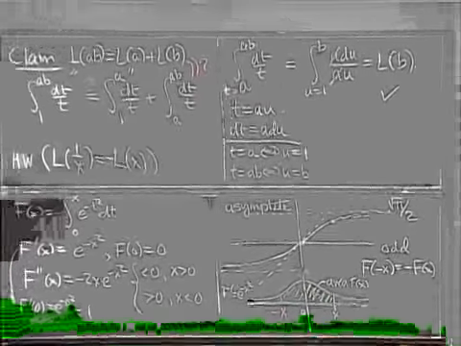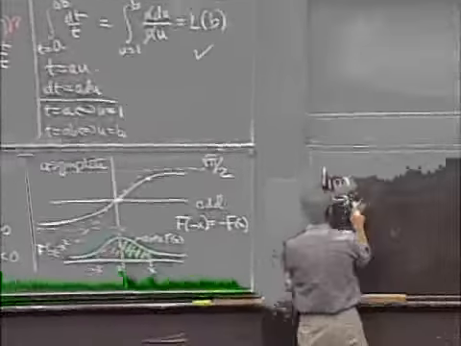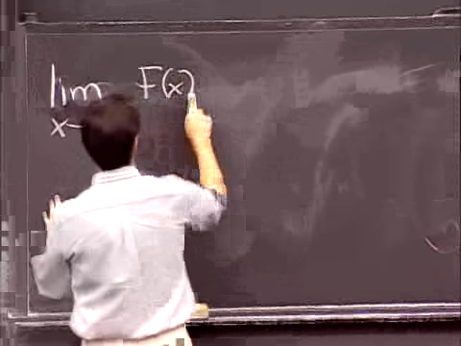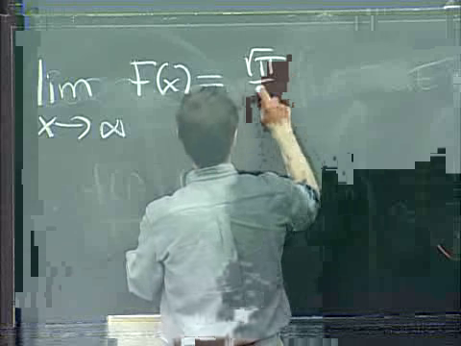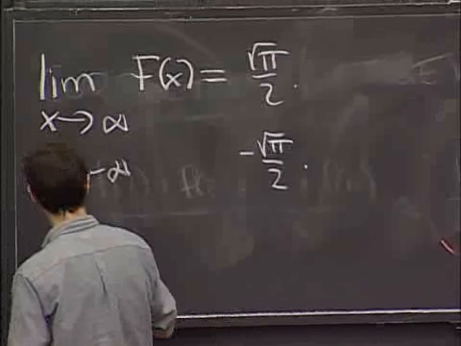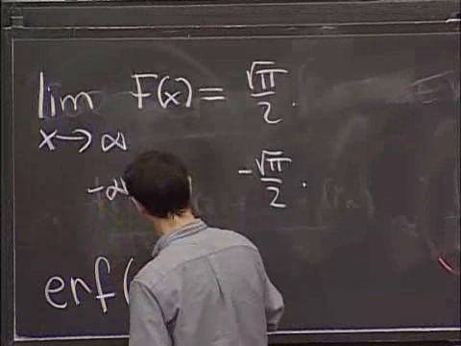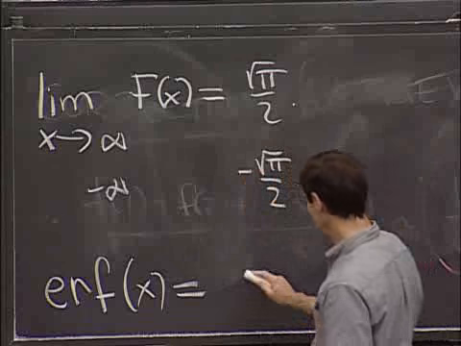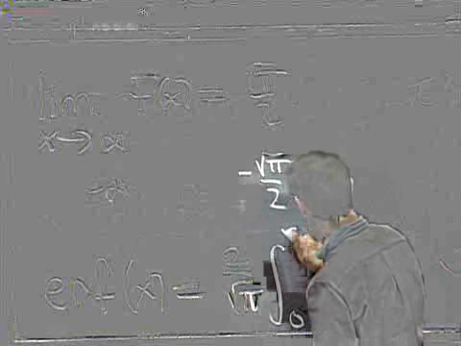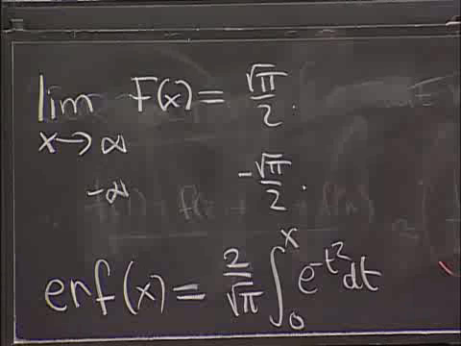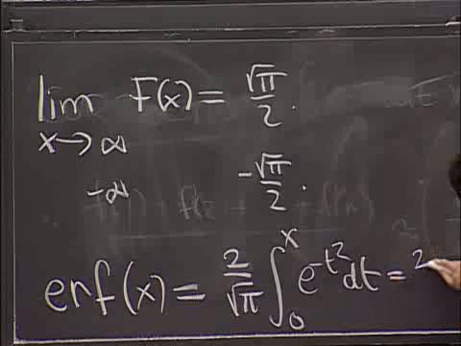And so what I just claimed here is that the limit as x approaches infinity of f of x is equal to the square root of pi over 2. And similarly, if you do it to minus infinity, you'll get minus square root of pi over 2. And for this reason, people introduce a new function because they like the number 1. And this function is erf, short for error function. And it's 2 over the square root of pi times the integral from 0 to x of e to the minus t squared dt. In other words, it's just our previous function multiplied by 2 over the square root of pi.